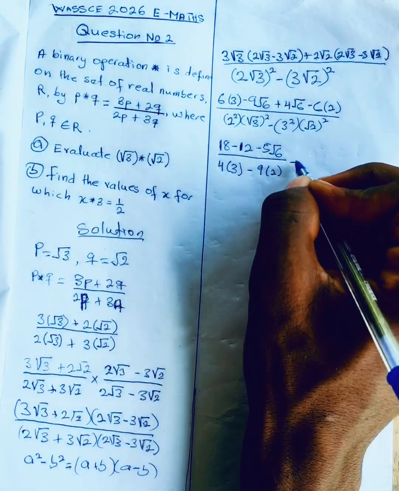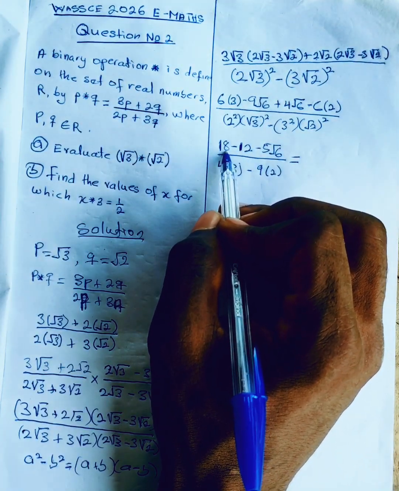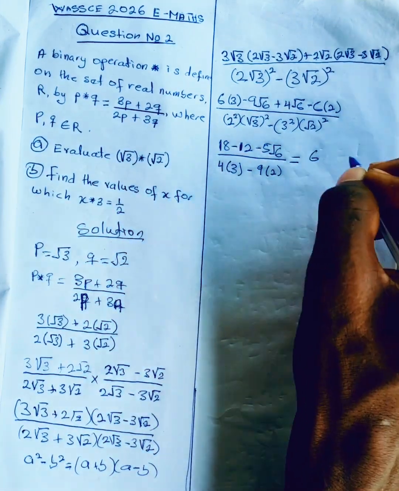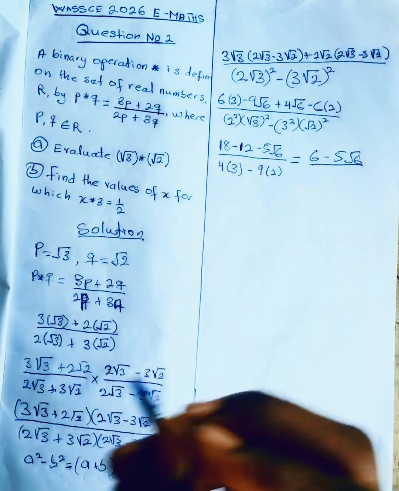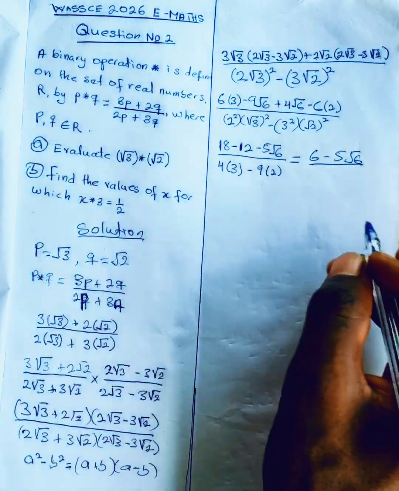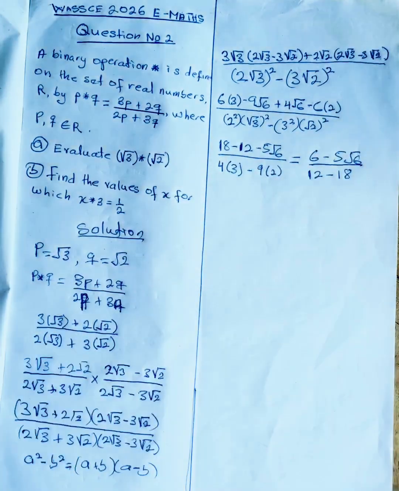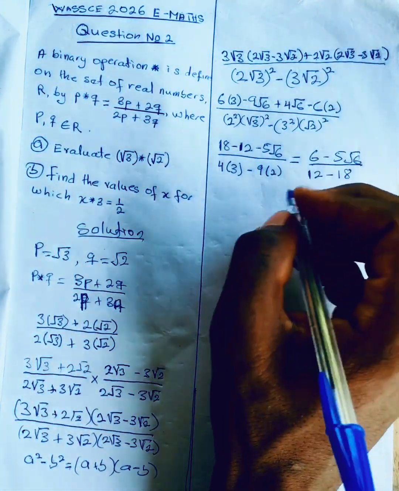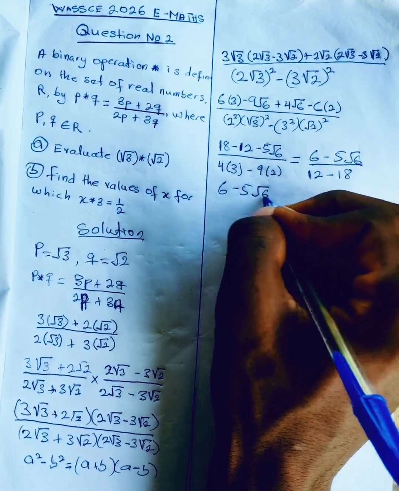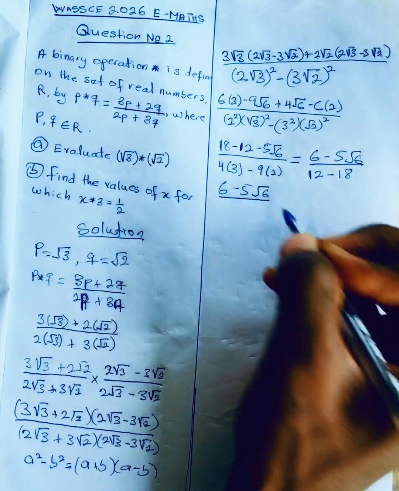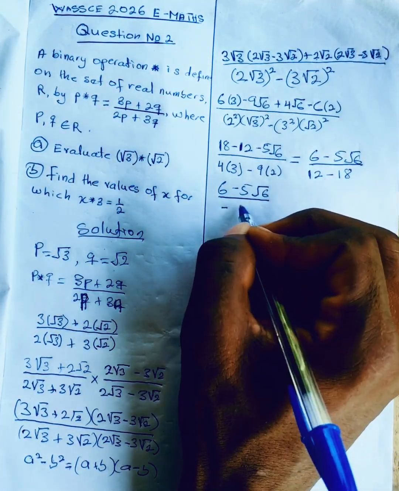Now at this point you can see that we have 12 minus 18 will give you 6 minus 5 root 6, or dividing what? Or dividing this and this will give you 12 minus what? 18. Now simplify this, we have 6 minus 5 root 6, or dividing this minus this will give you what? Negative 6.